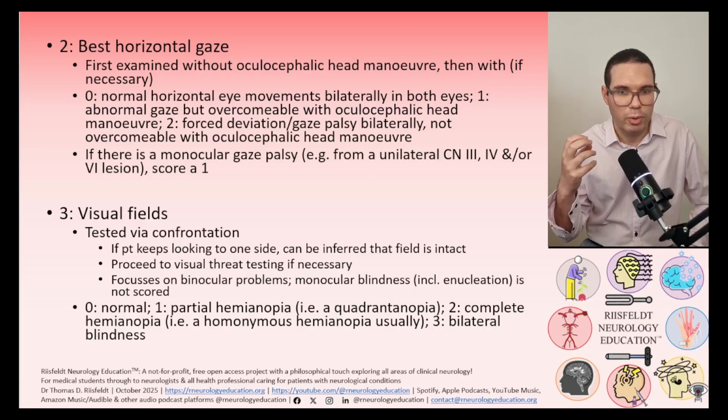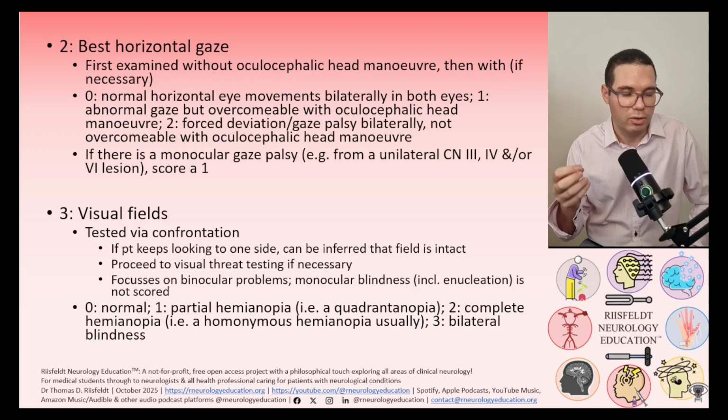So this is scored between 0 and 2 again. You score a score of 0 if there is normal horizontal eye movements bilaterally in both eyes. And that's not a tautology because it's meaning that the left eye can move left and right and the right eye can move left and right. So it can cross the midline bilaterally and get to the end of the normal range of vision in both directions in both eyes. Conversely, you score 1 point if there is abnormal gaze, but it is overcomable with the oculocephalic head maneuver.